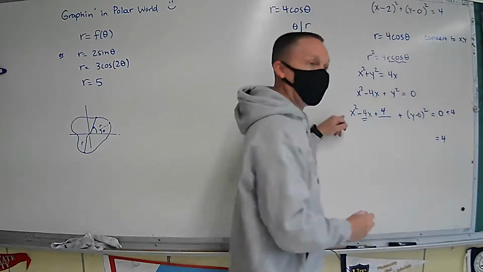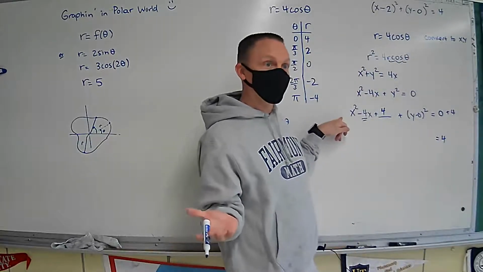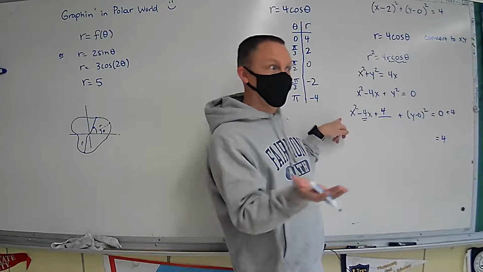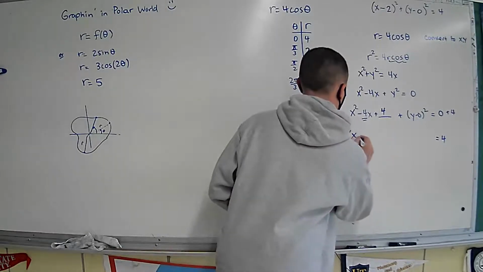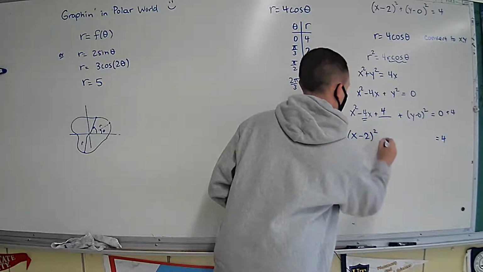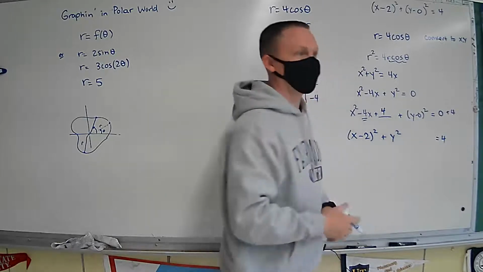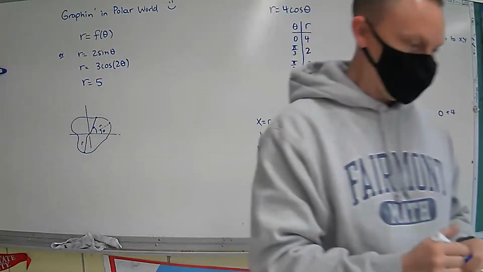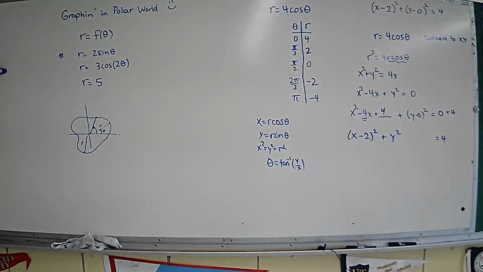that's 4. Now, this factors by design. Like you made it factor. It factors into (x minus 2) squared plus y squared equals 4. Okay? So it is a circle. All right? It is a circle.